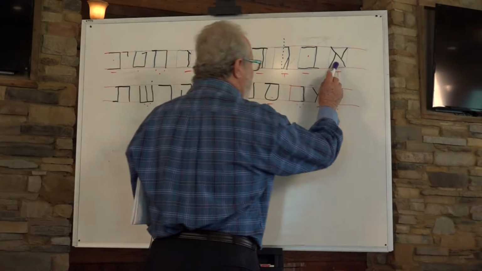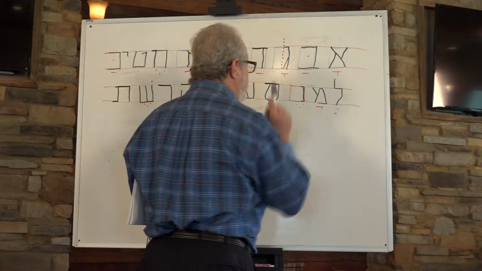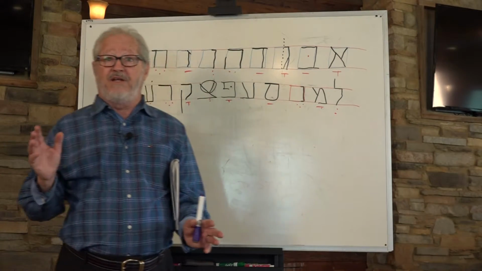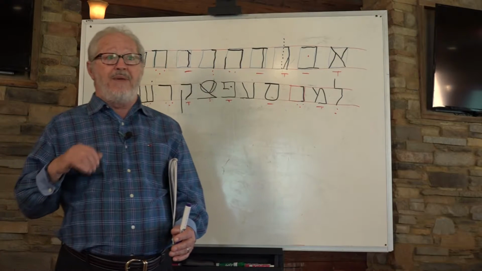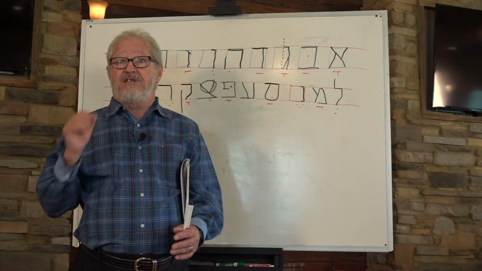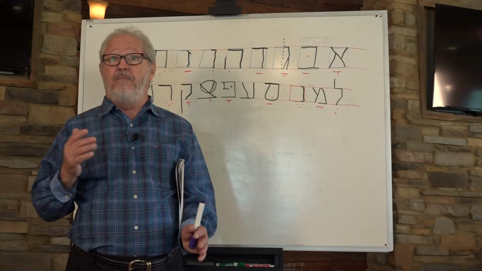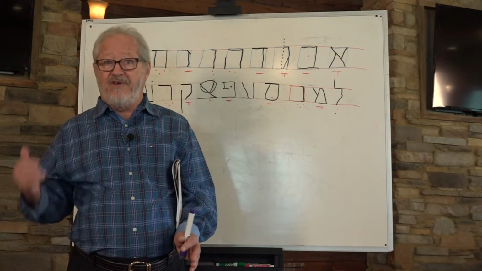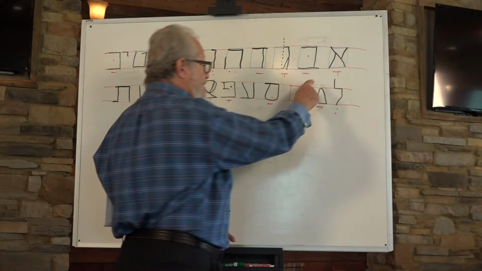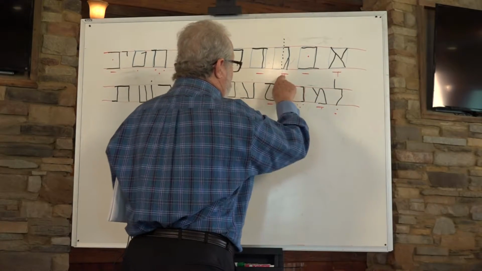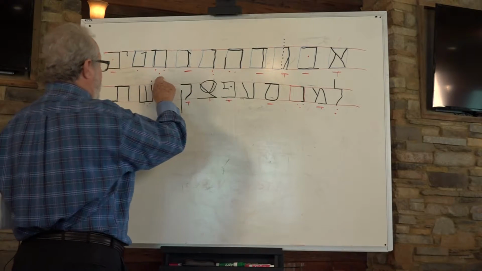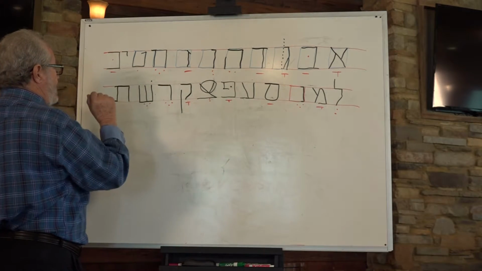There's nothing to know about the aleph. There is about the bet, because with the letter bet we have two possibilities. We can make the letter bet sound like a V, even though it's a bet. We can make it sound vet by removing the dot. So that's a variation, correct? Not on the gimel, not on the dalet, not on the hey, vav, zayin, not on the chet, tet, not on the yud.